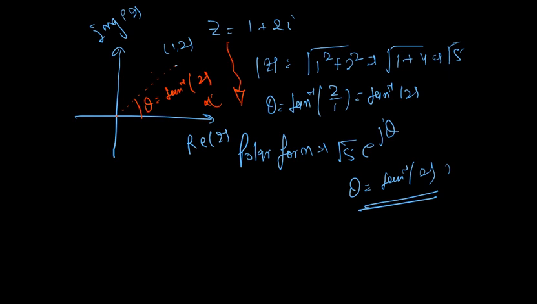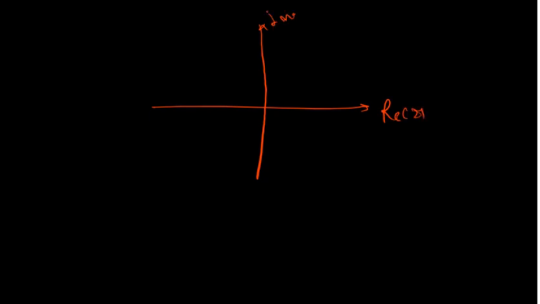Polar representation we have already seen. Now the Argand plane. Like our Cartesian coordinate system, we will have two axes: this is the real part of z, and this is the imaginary part of z. If we want to represent any complex number z, that is a plus bi, if a is greater than 0 and b is also greater than 0, then it will lie in the first quadrant.